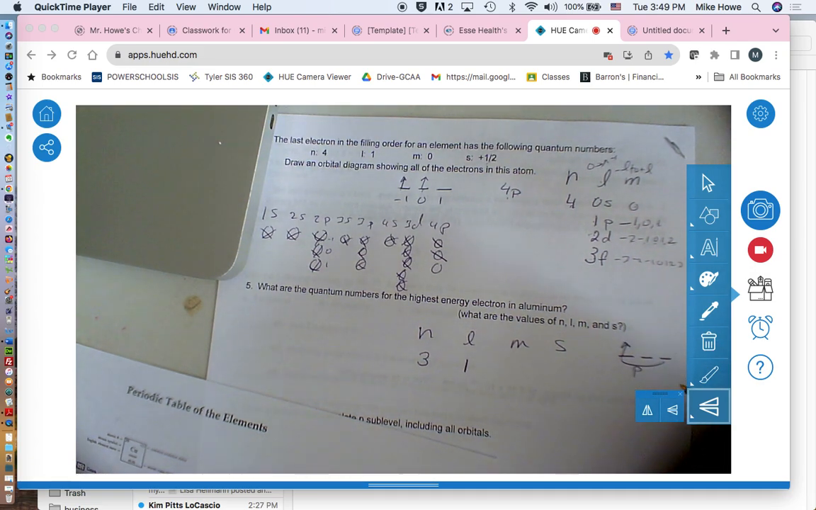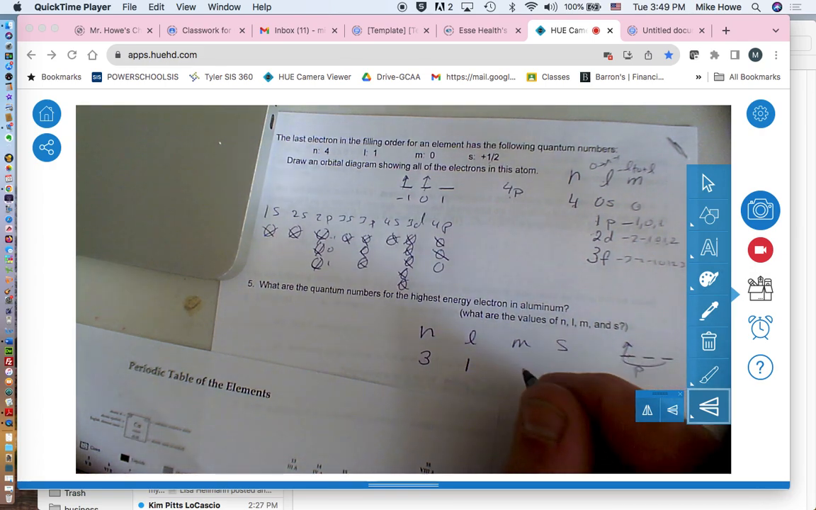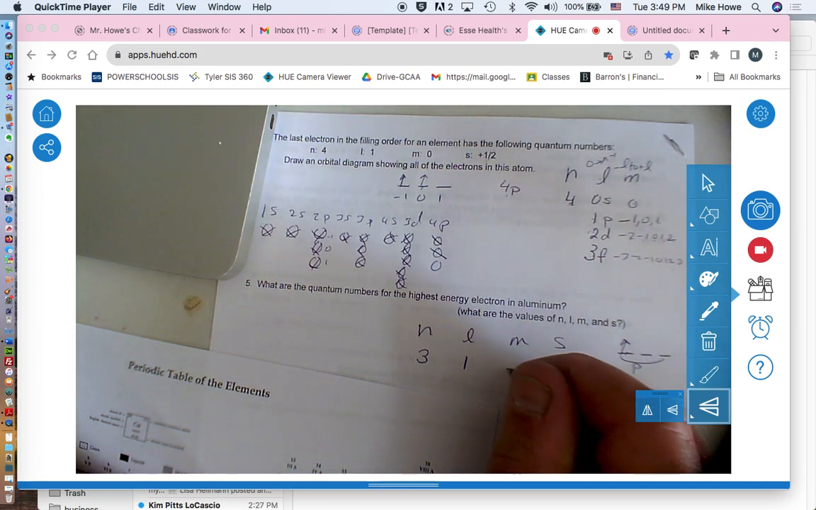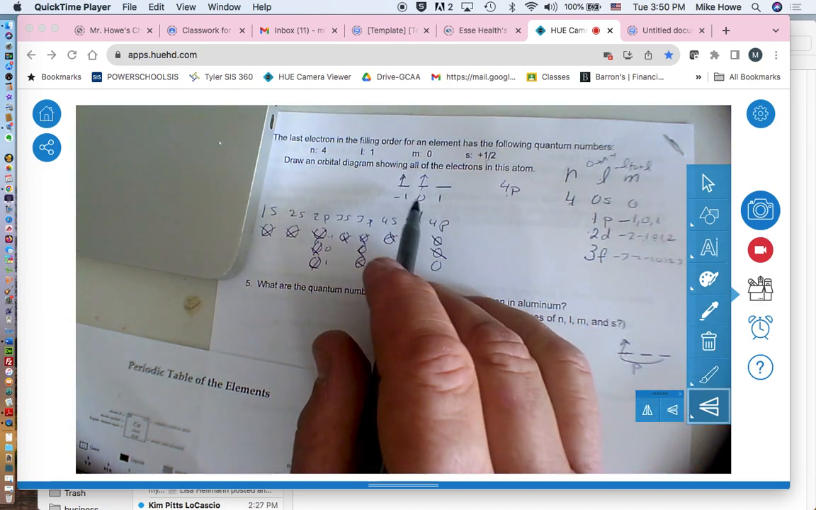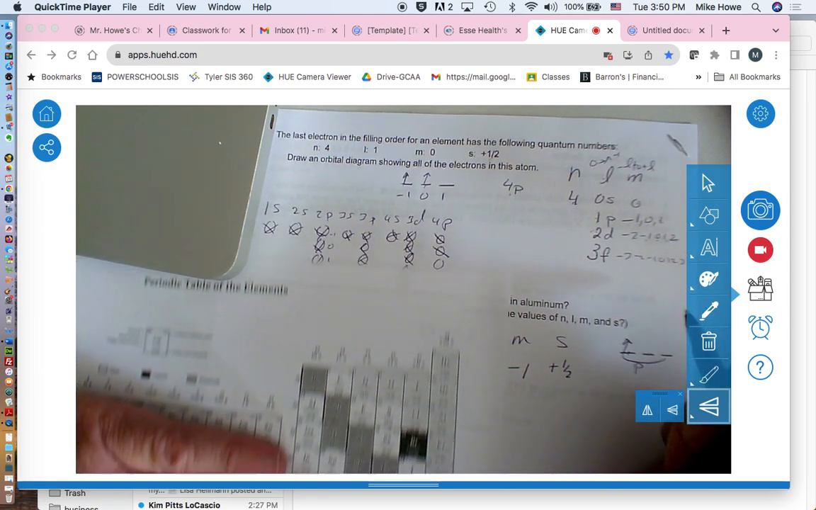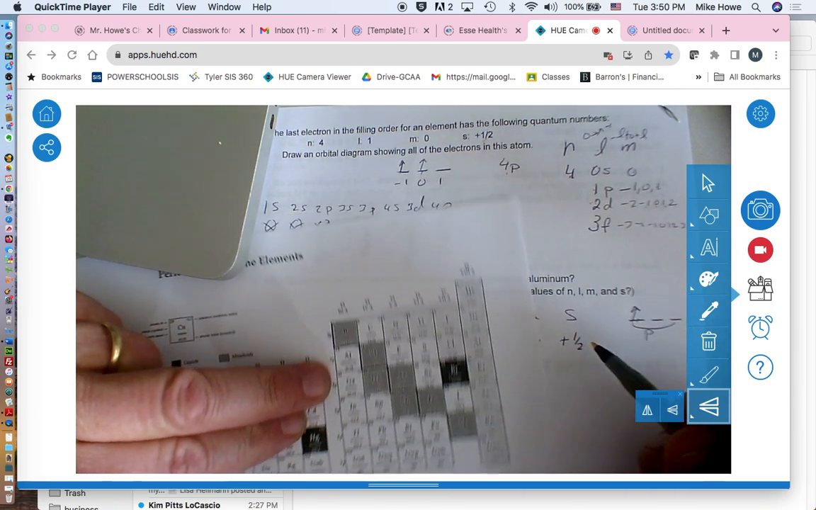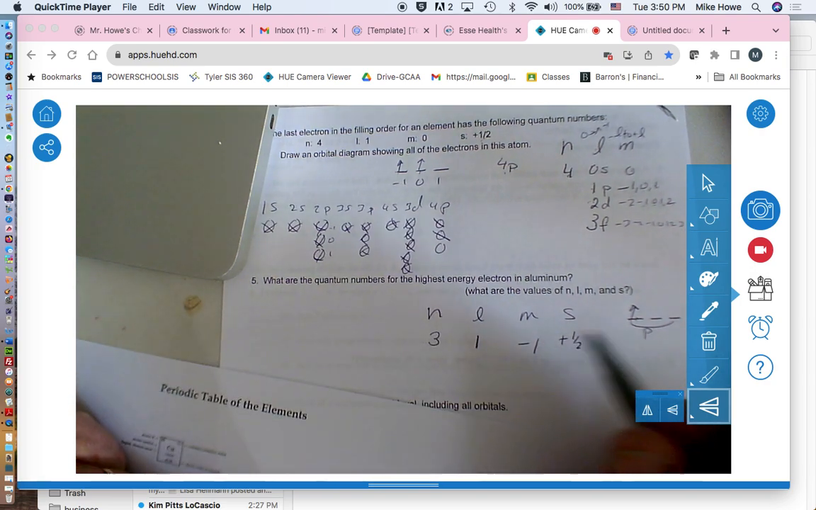That's the pink room with 3 beds. One person in the first bed, so that would be negative 1, because we said we're going to go in order, negative 1, 0, 1. And the S value would be positive 1/2, because aluminum has only one electron in the 3p, and that has to be in the first orbital spinning clockwise. Remember, it's going to go clockwise, clockwise, clockwise, counter, counter, counter.